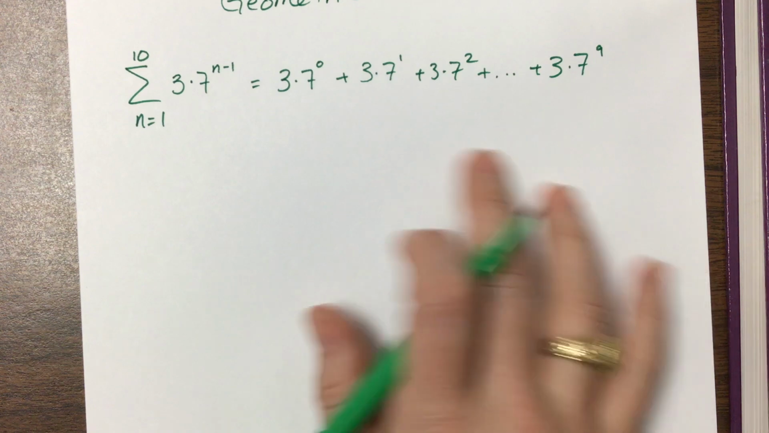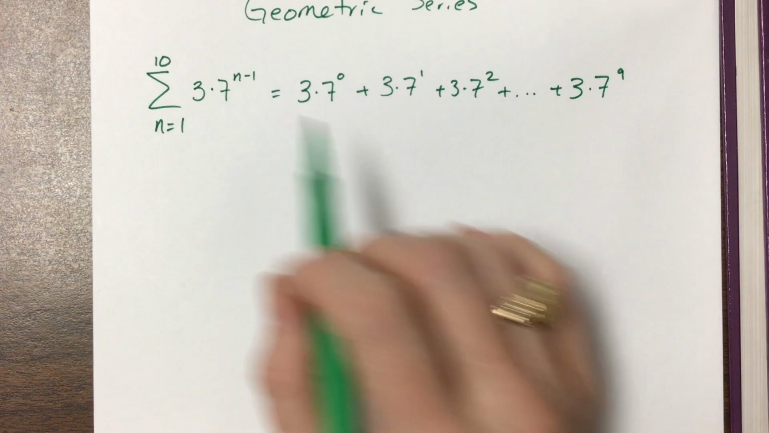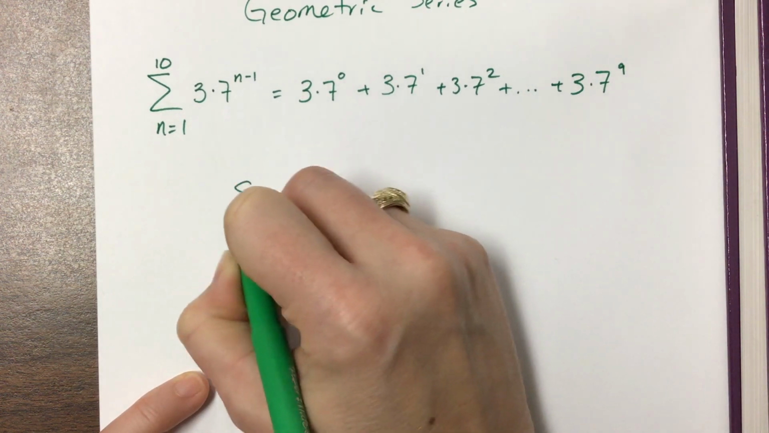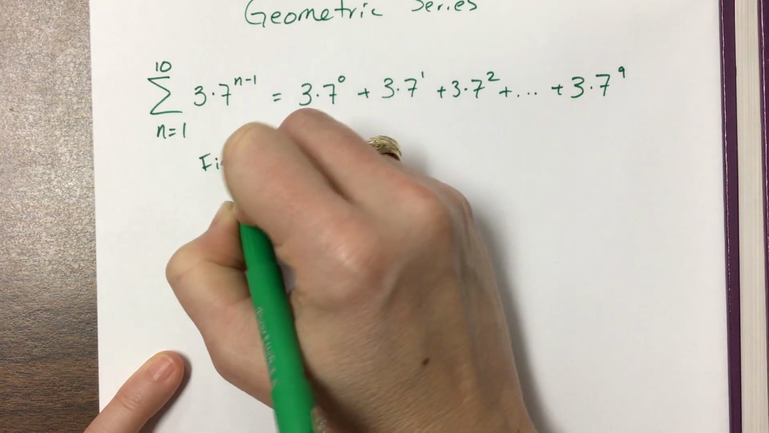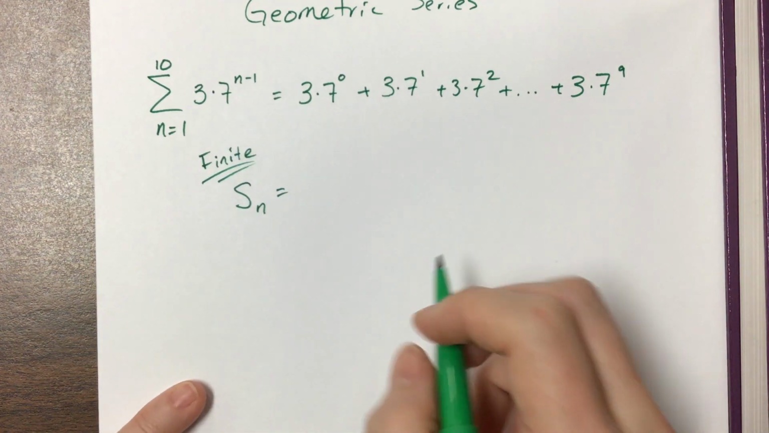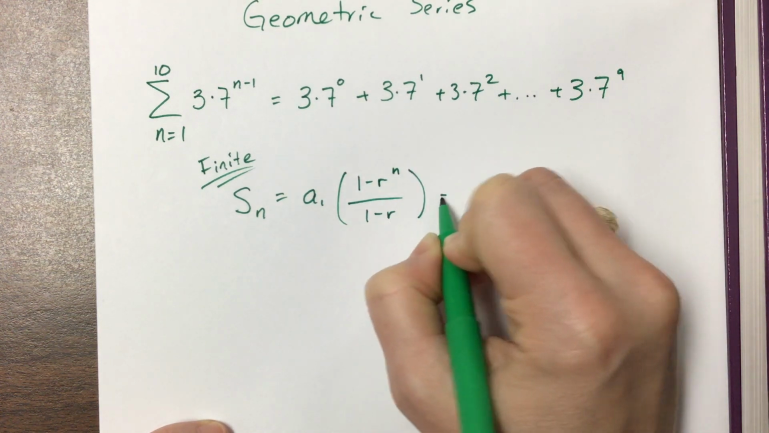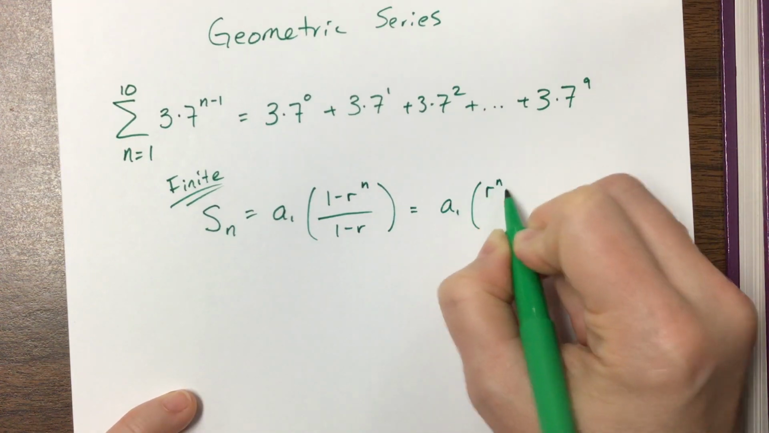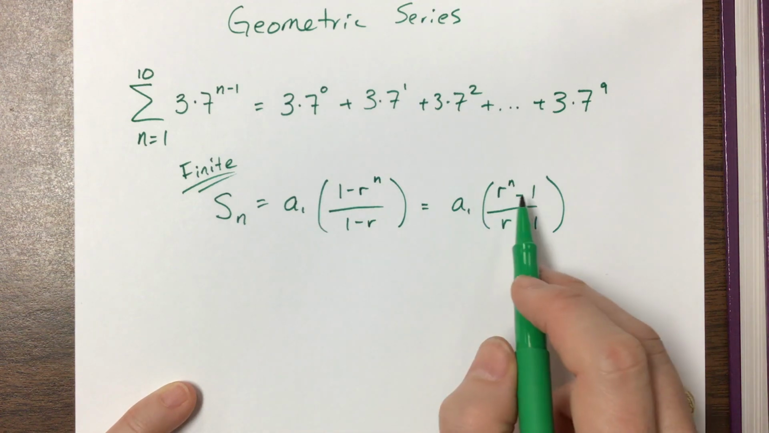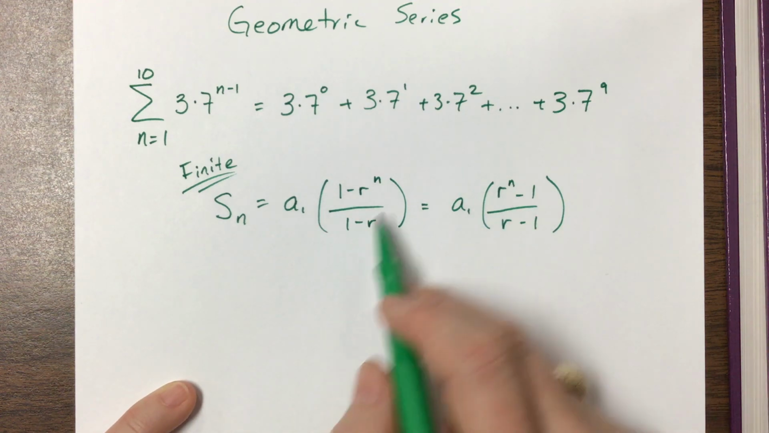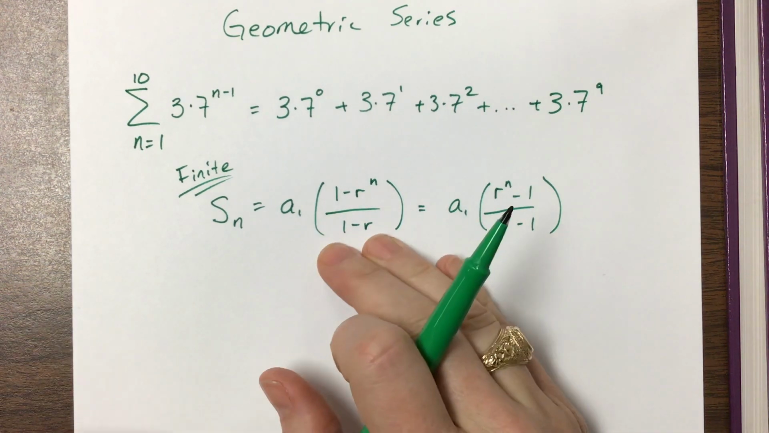But I don't want to do all these and then grab a calculator. I mean, we only have 10 terms, but imagine if we had 100. So what we are going to use is the formula for a finite geometric series, and that's equal to a sub 1 times 1 minus r to the n over 1 minus r, or sometimes it's written a sub 1 times r to the n minus 1 over r minus 1. We just factored out a negative and they canceled, and it got us here. I tend to use this one. There's no real good reason why I picked that over that, but that's just my natural inclination.